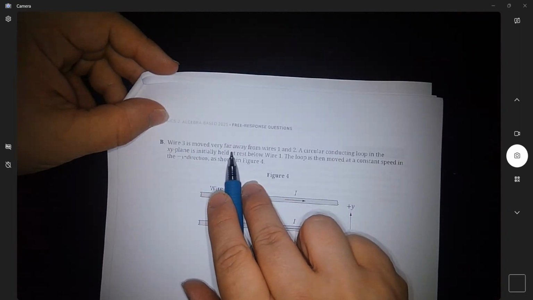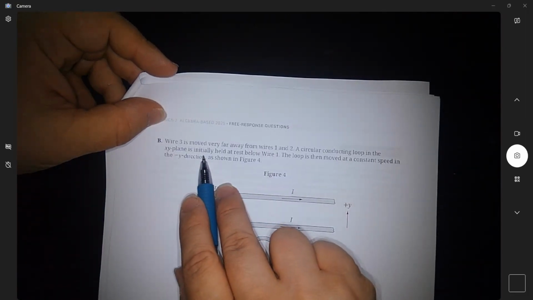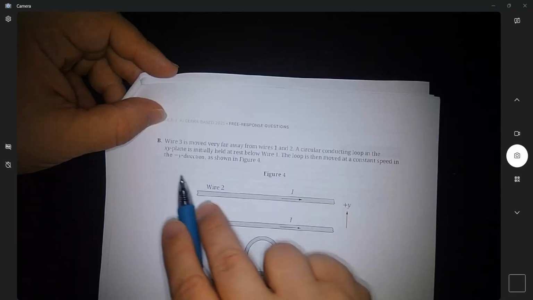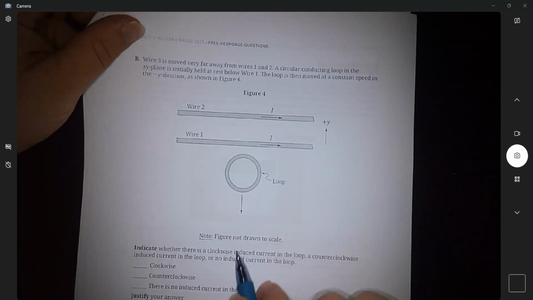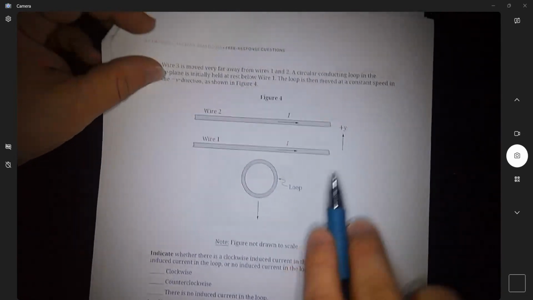Wire 3 is moved very far away from wires 1 and 2. A circular conducting loop in the XY plane is initially held at rest below wire 1. The loop is then moved at a constant speed in the negative Y direction. So we're going to take this loop and he's going to go bye-bye, okay? Is there a clockwise or counterclockwise induced current?